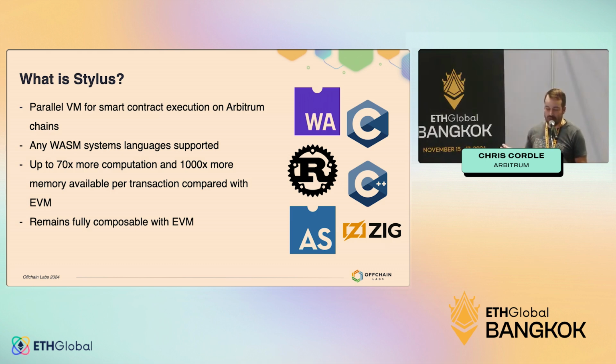So what is Stylus, by the way? For those not familiar, it's a parallel VM that runs on Arbitrum chains. Essentially it runs as a sister VM to the EVM. When a contract is compiled to WASM and deployed on chain, a small header gets deployed with the bytecode, and Arbitrum will run it in either the WASM VM or the EVM, depending on what that bytecode gets interpreted as. And it remains fully composable with the EVM, so it's not a separate execution environment altogether.